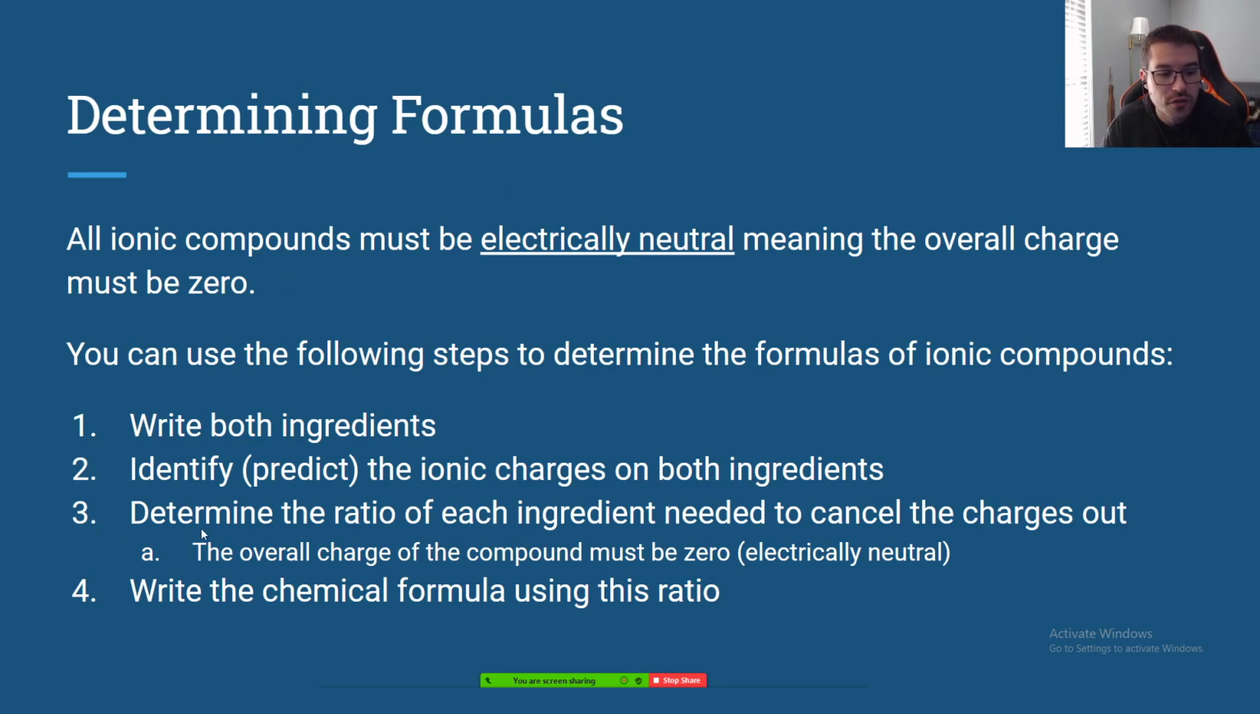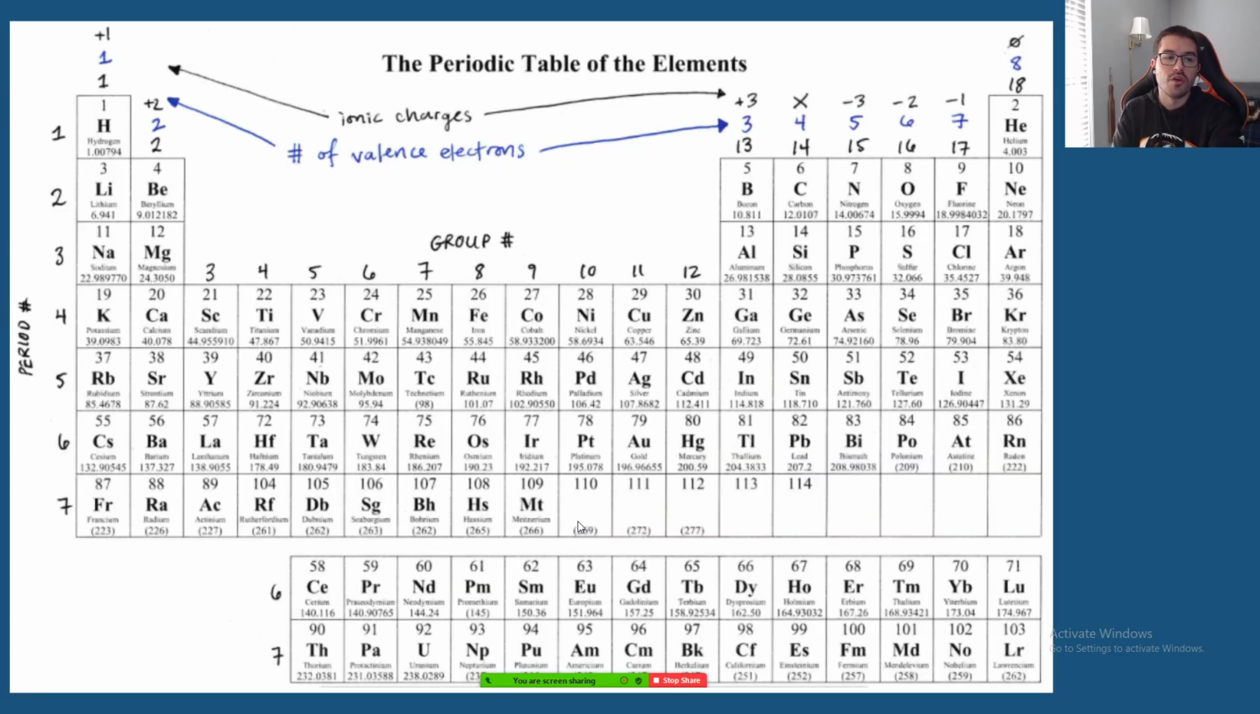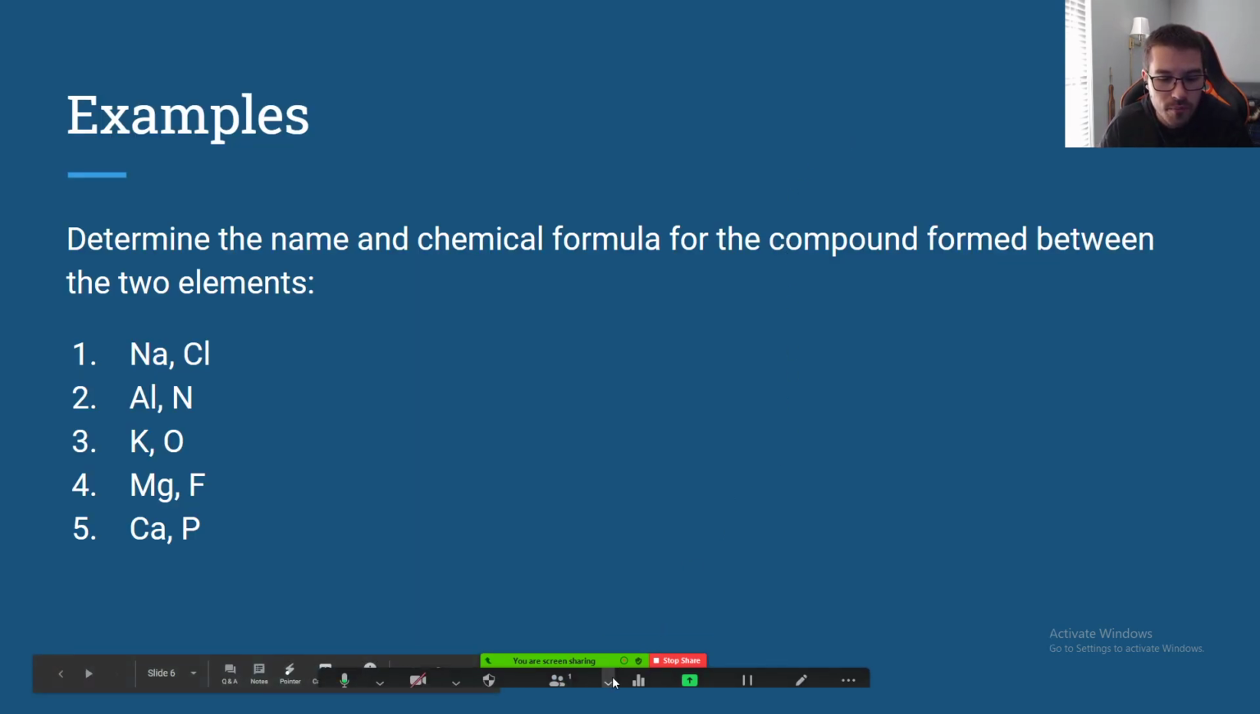Then, step 3, we need to determine the ratio of each ingredient needed to cancel the charges out. The overall charge of the compound must be 0. That's going to be the hard part, and that's something you're going to want to pay attention to in the examples that I do on the next slide. And then step 4, you're going to want to write the chemical formula of the compound using the ratio that you determined in step 3. So, once again, we're going to be using this periodic table to predict these charges, and we're going to use those charges to predict the ratio, which then is the formula. All right, so without any further discussion, let's get into some examples.